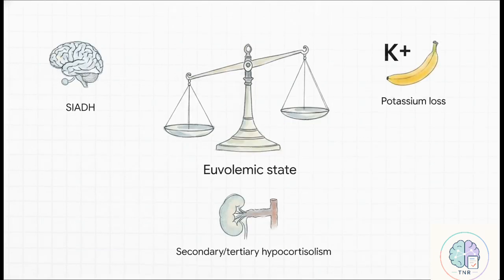Now, what if the volume status appears completely normal? In euvolemia, our primary suspects are potassium loss, hypocortisolism, or the incredibly common SIADH. Euvolemic hyponatremia is super common in neurological patients, and syndrome of inappropriate antidiuretic hormone, or SIADH, is your classic culprit here. But you've also got to keep potassium loss and secondary or tertiary hypocortisolism on your differential, because they can present identically on a basic physical exam.